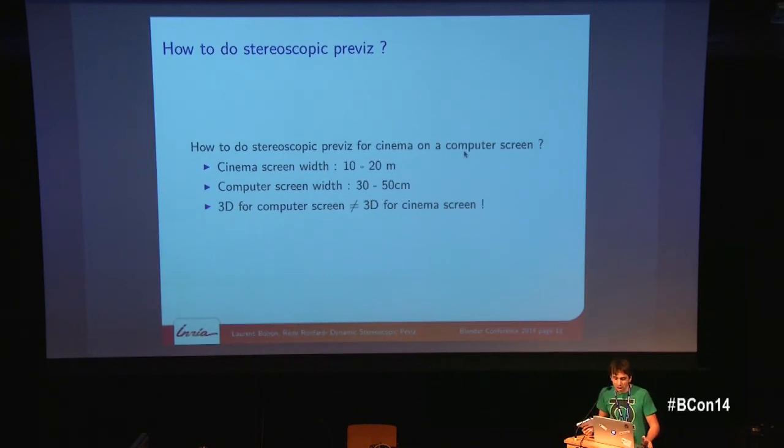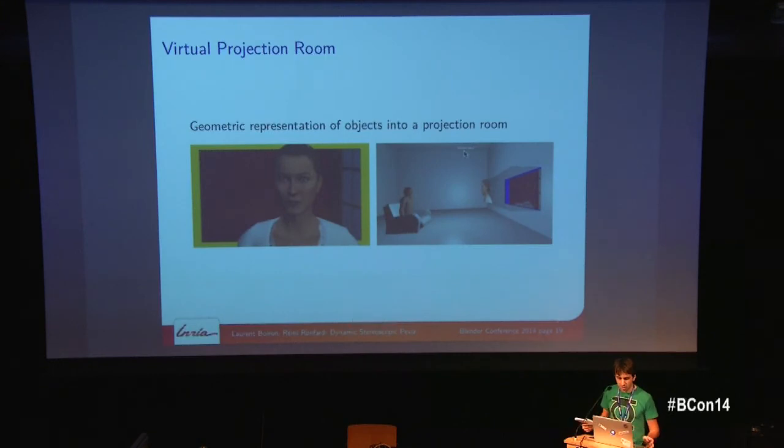So the problem is how to do stereoscopic previs for cinema on a computer screen, because a cinema screen width is about 10 or 20 meters, and a computer screen is about 30 to 50 centimeters. So if we set the 3D parameters on the computer for the previs, and we want to project it on a cinema screen, then the 3D won't be okay. So this is a big problem. There is a solution, which is doing the previs on a cinema screen, but it's not possible. So that's why we introduced the virtual projection room.